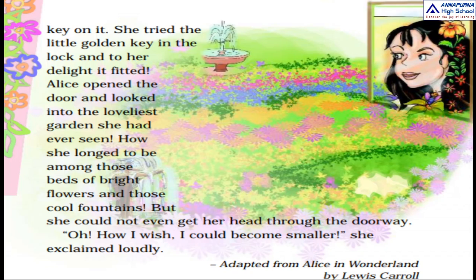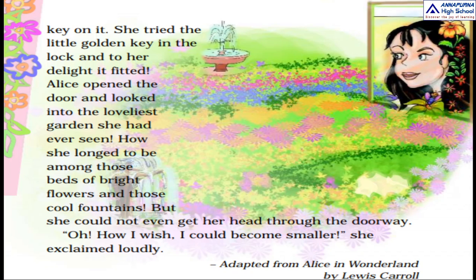So in this one, Alice found a little golden key on that glass table. She tried to open the lock of that small door with that key, and it opened. Okay. So she saw a big garden with beds of bright flowers and cool fountains. So children, what did she see next? She saw a beautiful garden. Okay, the garden was very beautiful. She had never seen such a garden. She wants to get into the garden and enjoy the garden.